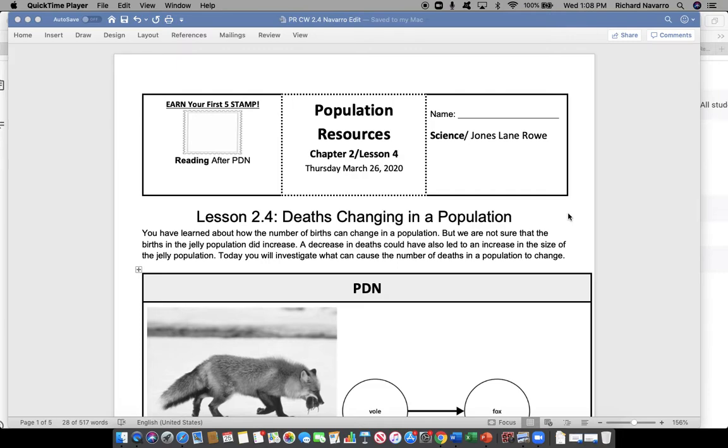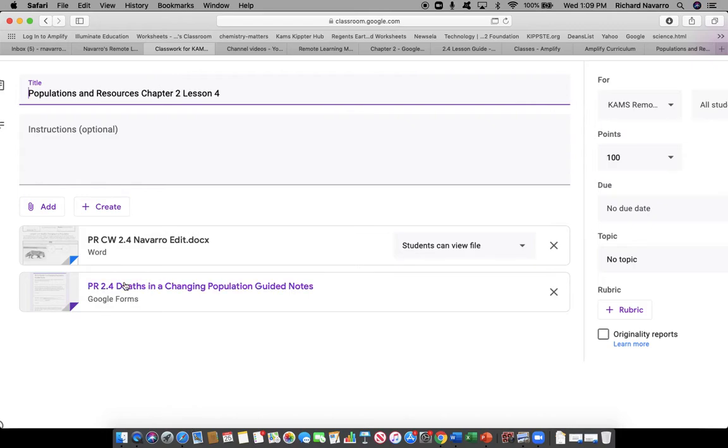Today we're picking up with Chapter 2, Lesson 4, Deaths Changing in a Population. For today's lesson, you'll need to access our notes on Google Classroom. These are your notes, always in the Word format. You can follow along, and that'll keep pace with the lesson. Your recorded answers need to be placed in the Google Form document, Deaths in a Changing Population Guided Notes. That's where you'll be recording your answers to the questions found in your daily packet. So let's get started.